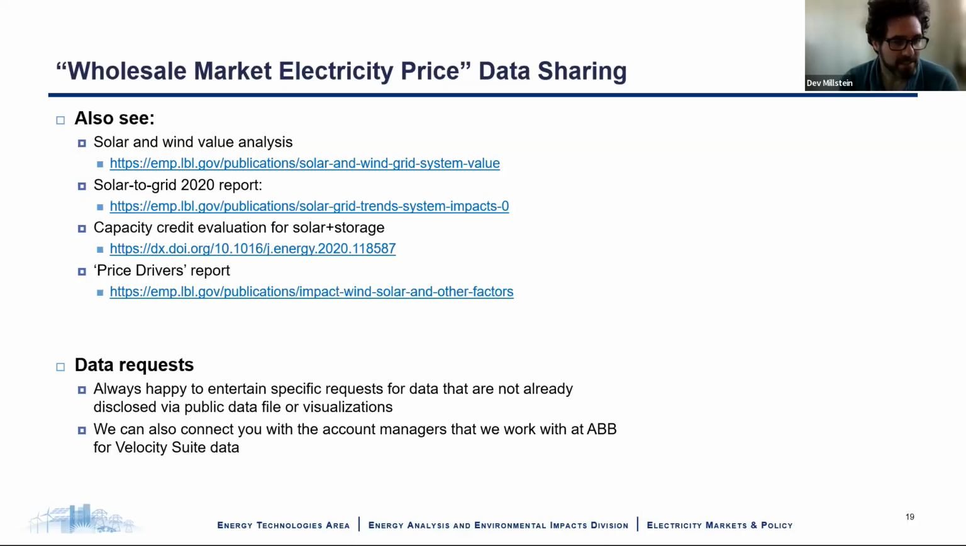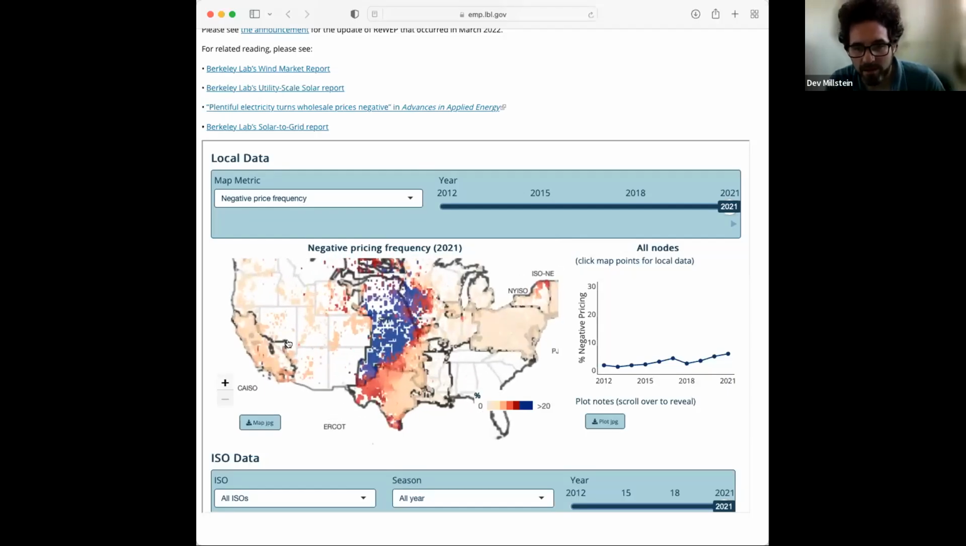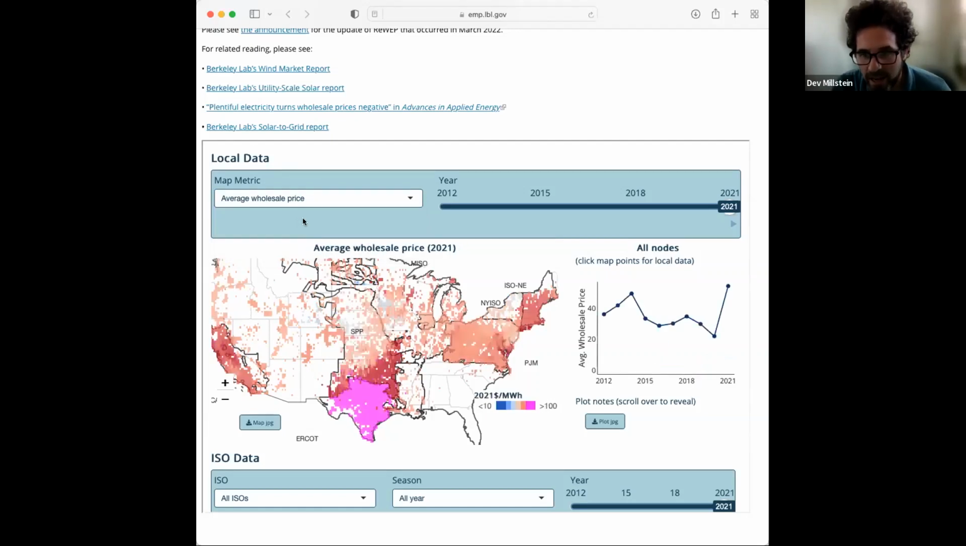But I have a couple minutes here. I just want to do a little demo of the tool. So here's what the tool looks like. You can, for example, zoom in. This is negative pricing frequency in 2021. You can change the year. You could also look at average wholesale price, or you might want to look at the highest 100 price hours. Maybe we'll just look at average wholesale price. And say we are interested in prices in PJM here.